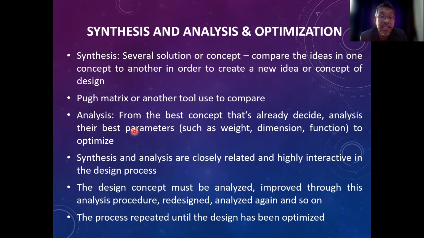You do an analysis for its best performance. You find out if the weight or dimension or function given in the earlier version can get the best performance. You need to optimize them. That's why you do analysis. For synthesis, you can use a Pugh matrix or other tools like QFD, for example, to find out the best concept from the synthesis.